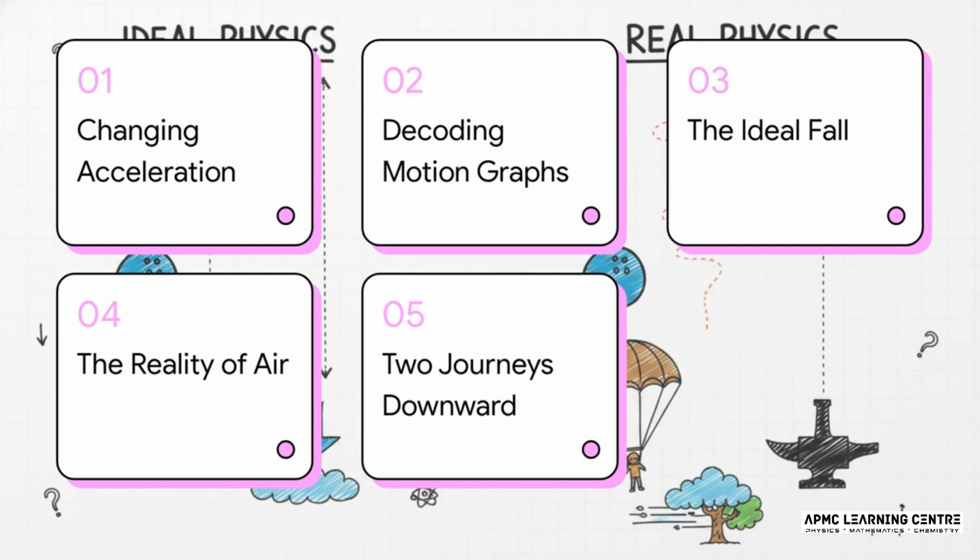First, we'll look at what happens when acceleration isn't constant, when it changes from moment to moment. Then, we'll figure out how to actually read these complex motions using graphs. After that, we'll build a model for a perfect, ideal fall, and then we'll bring it crashing back to reality by adding air into the picture. And finally, we'll put it all side by side so you can see the whole story.